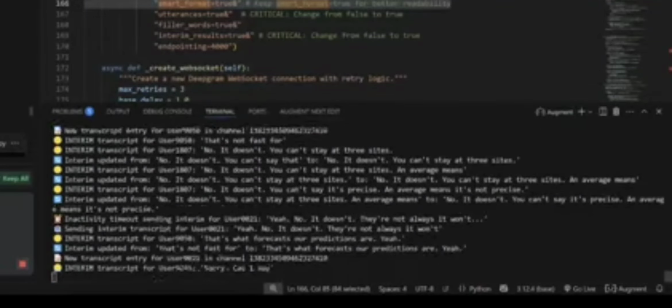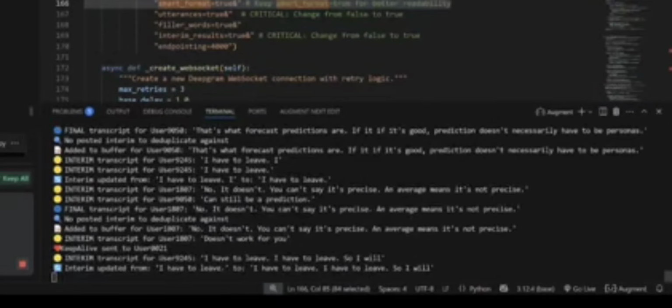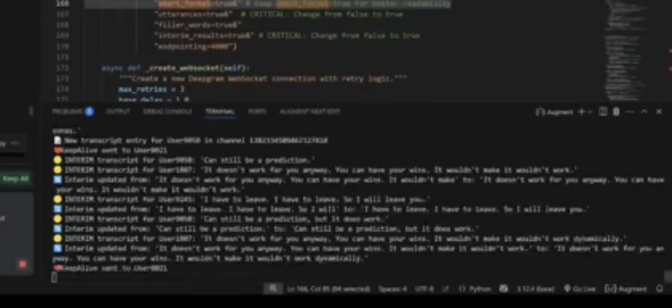Sorry, can I say something? Then I will leave. It doesn't work for you anyway. You can have your wind. It wouldn't work dynamically. But it does work. I know, but it does work. Oh, it does. So you're claiming the pilot makes no adjustments.